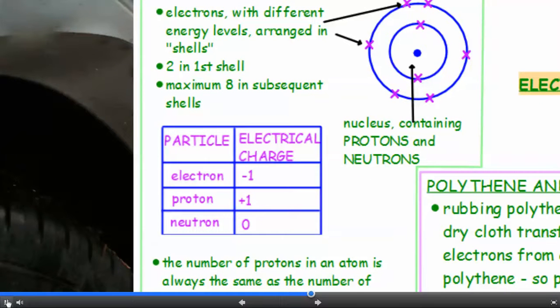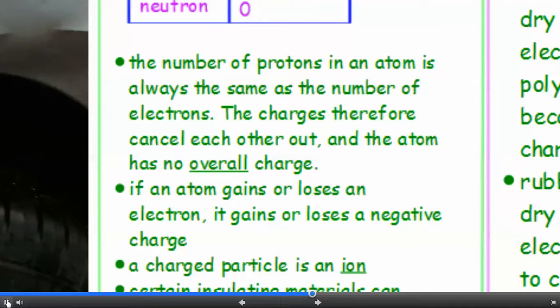Again, just as a reminder, an electron has 1 negative electrical charge, a proton has 1 positive electrical charge, and neutrons are uncharged. Now, this is revision again. The number of protons in an atom is always the same as the number of electrons, and therefore the charges cancel each other out, and the atom has no overall charge. Now, if an atom gains or loses an electron, then it gains or loses a negative charge, and we call a charged particle an ion.